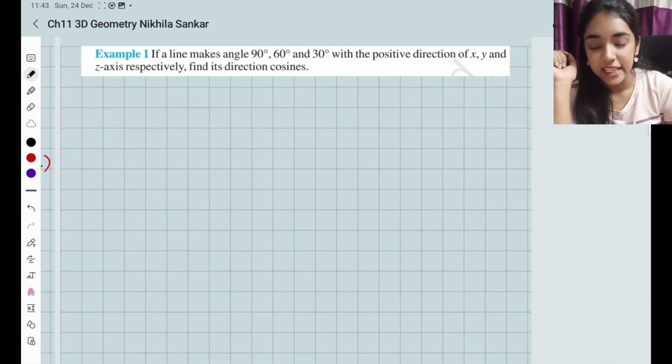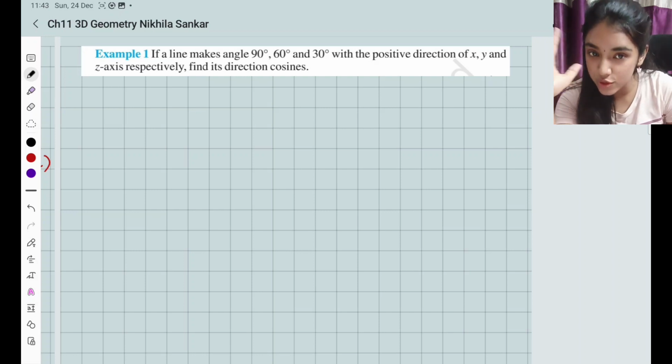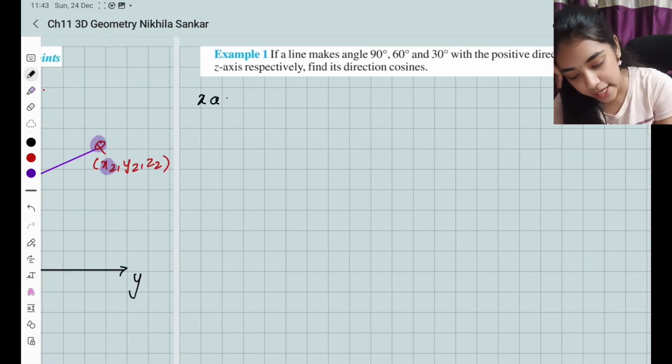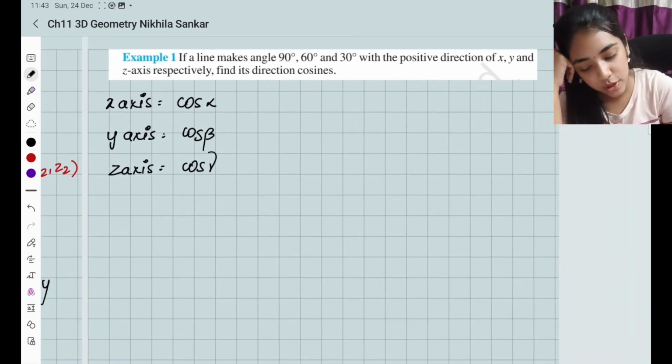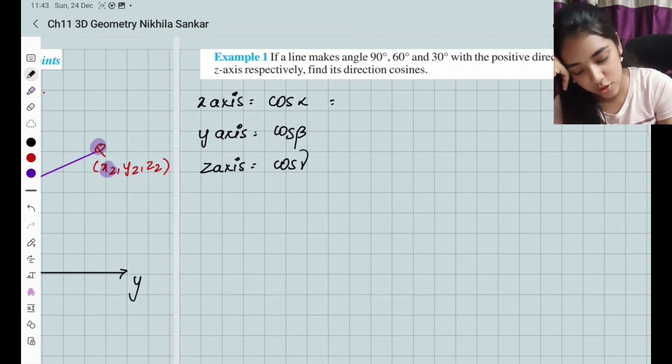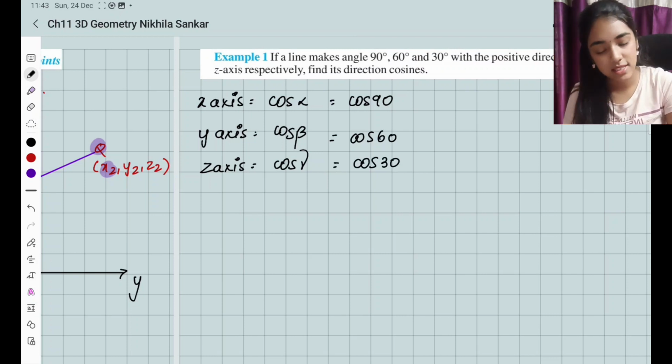Example 1. If a line makes an angle of 90 degree, 60 degree, 30 degree with the positive direction of x, y, z respectively, find the direction cosine. angle என்னன்னு கொடுத்துட்டான், direction cosine என்னன்னு கேக்குறான். direction cosine என்ன தெரியும், x axis it is going to be cos alpha, y axis it is going to be cos beta and z axis it is going to be cos gamma. இது வரைக்கும் புரிஞ்சுதா? So இப்போ 90 60 30 with x, y and z. So அதை substitute பண்ணலாமா? So cos 90 with the x axis, cos 60 with the y axis and cos 30 with the z axis. So இதுக்கு solve பண்ண வேண்டியதான்.